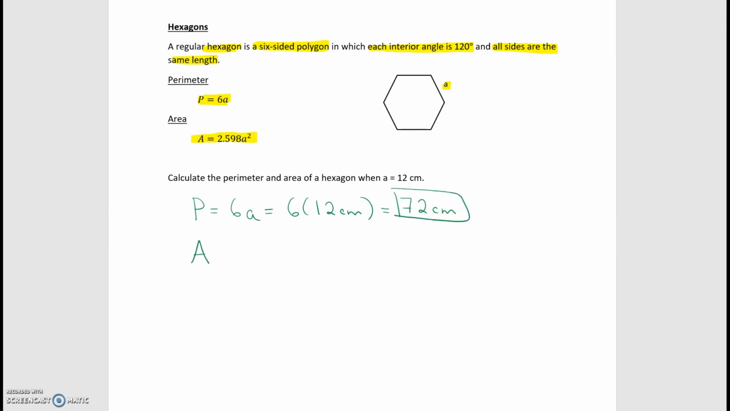And using the area formula, 2.598 A squared. So remember, just like the example above, everything inside the bracket is going to get squared. The 12 is going to get squared, and so is the centimeter, which is why you have squared units always for area. And this one, I'll just display all the answers. Oh, there was a 4, 374.112 centimeters squared.